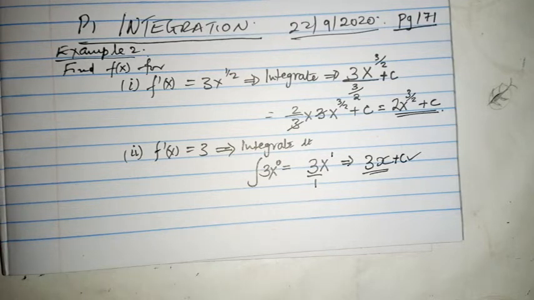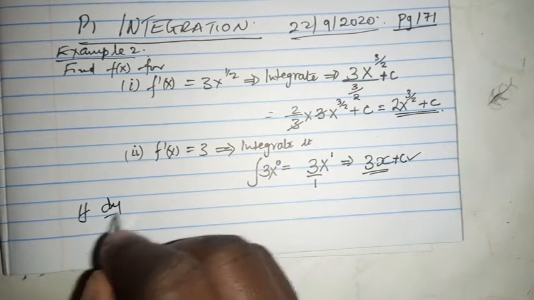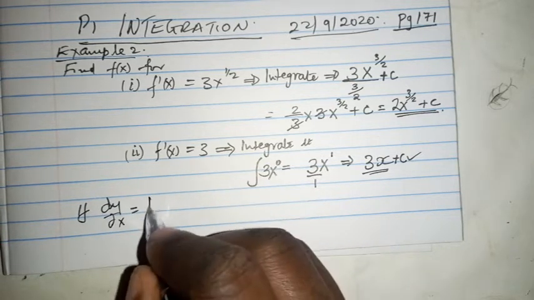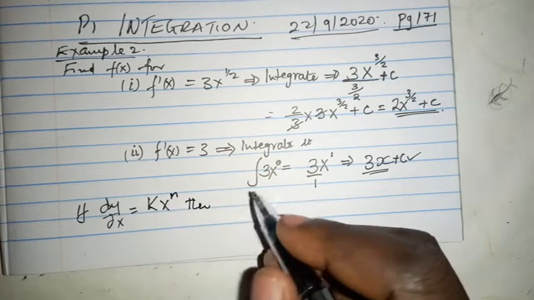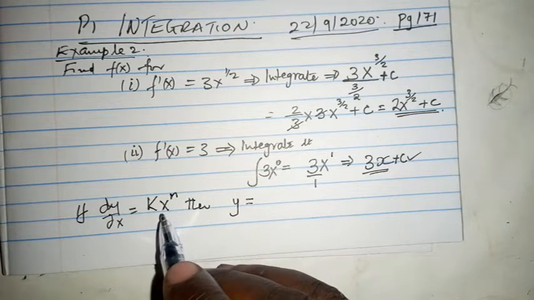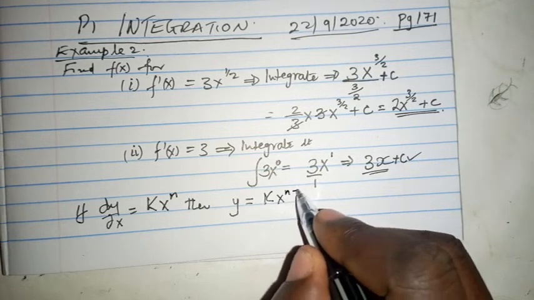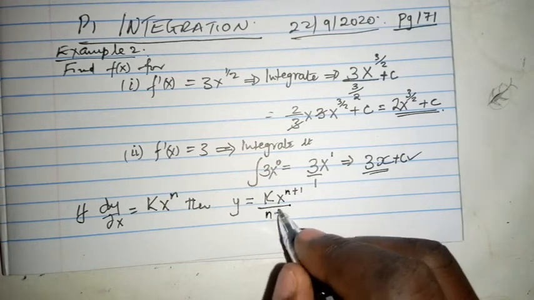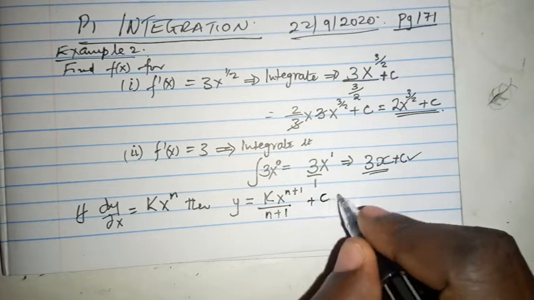And what have we understood? That if dy/dx in these two examples happens to be kx^n, then the y, or rather the function itself, after integrating, becomes kx^(n+1) over n+1, of course, plus a constant c.